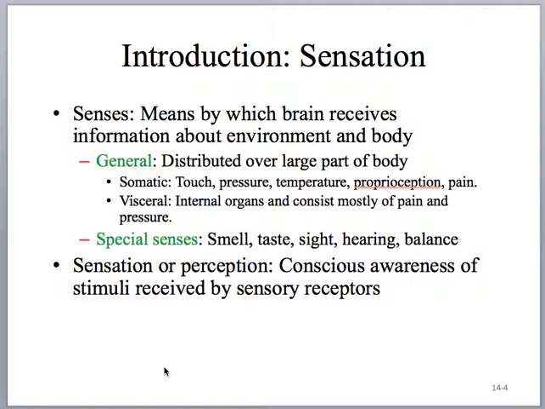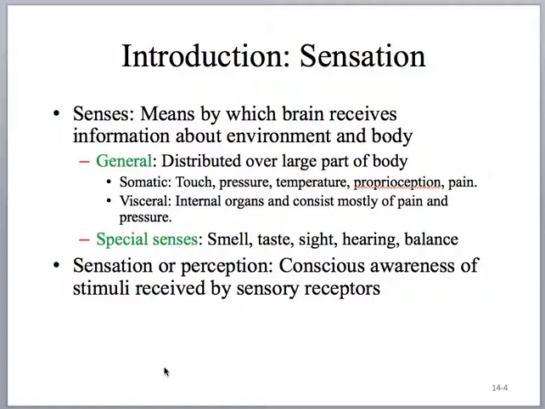So when we talk about sensation, what we're talking about is senses. This is a means by which the brain receives information about itself, the body, as well as the environment. There are two different types, general and special senses. General senses are distributed over large parts of the body. They're broken down into either somatic or visceral.